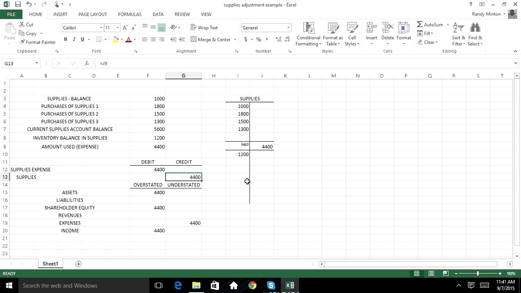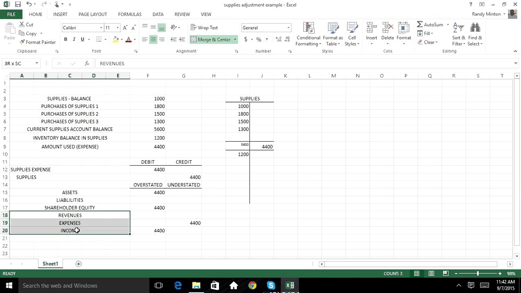So that's the entry that you would have to make, and that would be the process that you would go through to get down to your $4,400 worth of usage, which represents the actual adjusting entry for the supplies. Now, the next question is, if we did not make the entry, what would happen in terms of our overstating or understating assets, liabilities, stockholders' equity, revenue, expenses, and income? In other words, what would happen to our balance sheet and what would happen to our income statement?